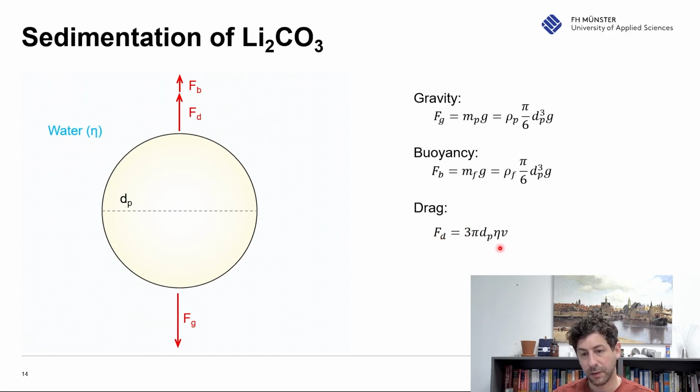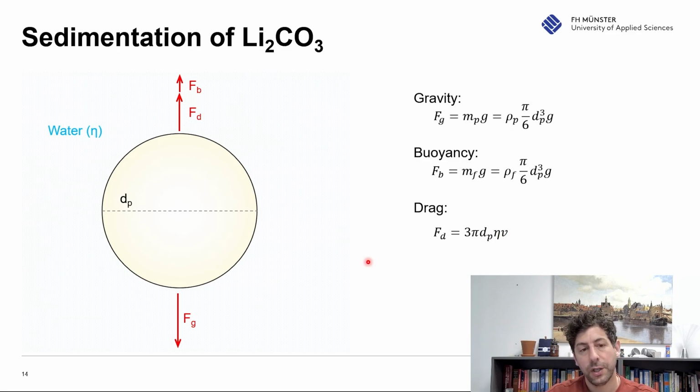This is already an assumption, and it's a very easy equation, because the Stokes equation is 3 times pi times the diameter, times the viscosity of the fluid, times the velocity. And these are all the forces we need to consider. The rest of the forces we ignore.